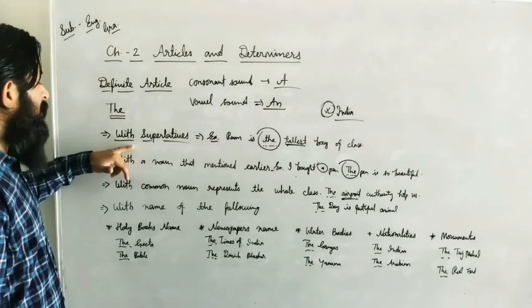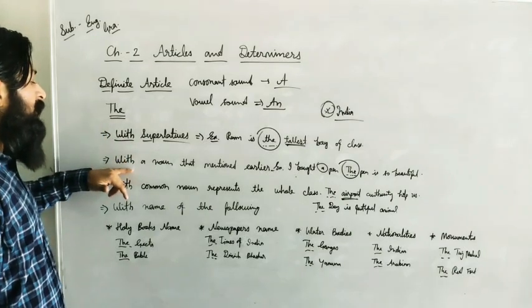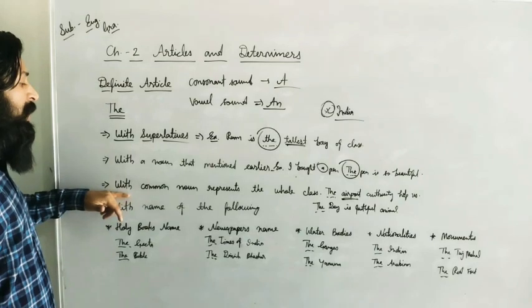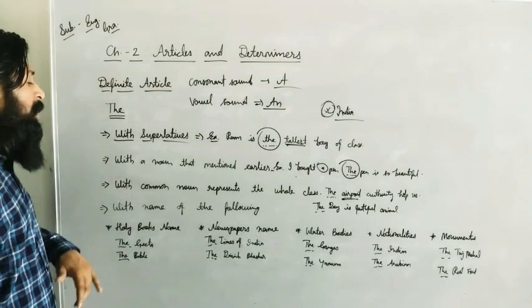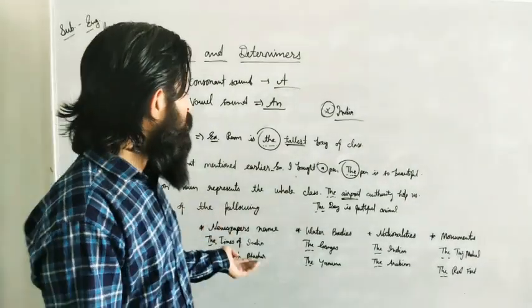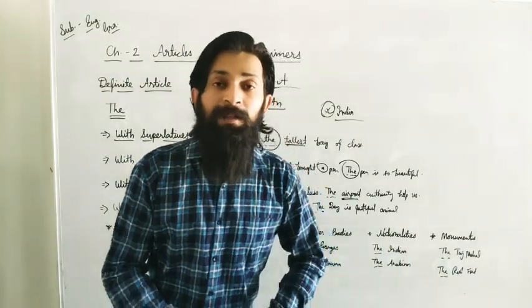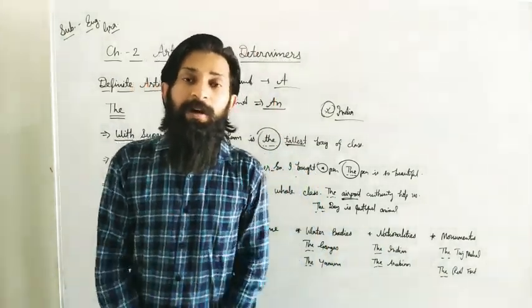The is used with a superlative, or with a noun that was mentioned earlier, with a common noun that represents the whole class, with the name of the following: the holy book name, newspaper name, water bodies, nationalities and monuments. Dear students, it's all about the articles.